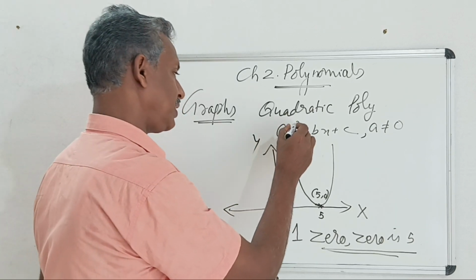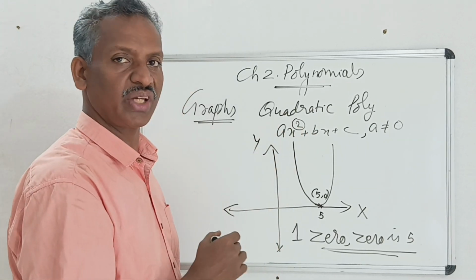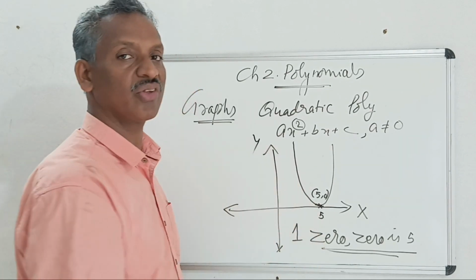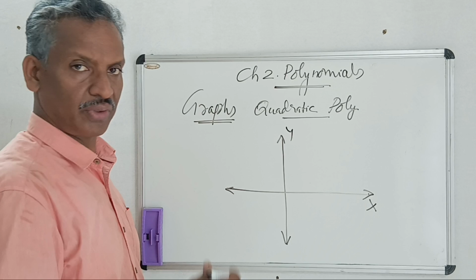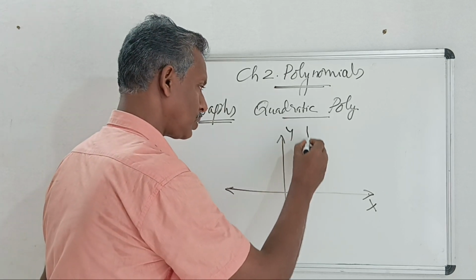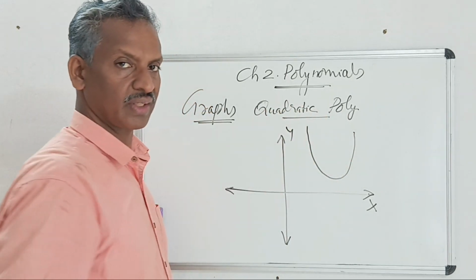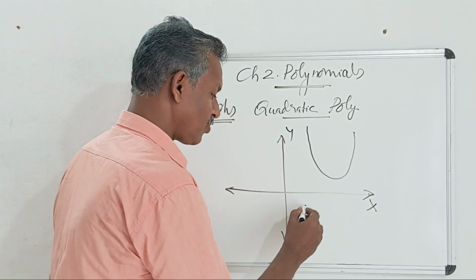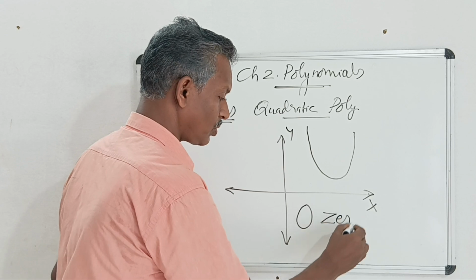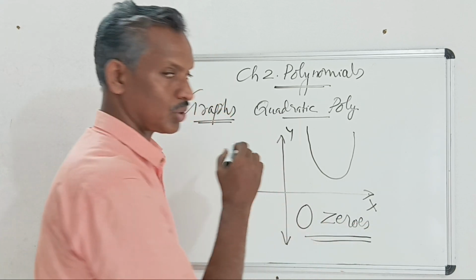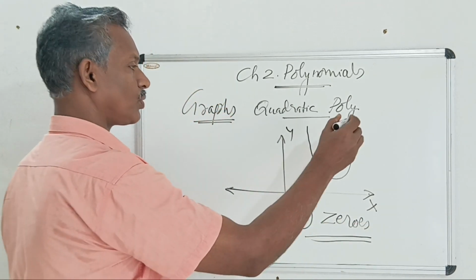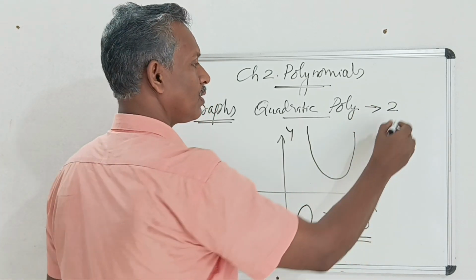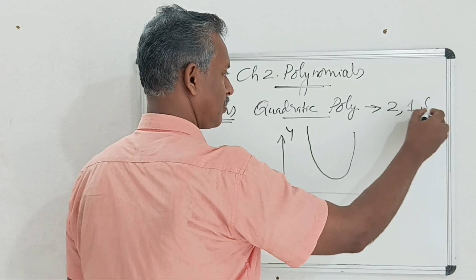Even if quadratic, its degree is 2, we cannot say all the time it will have 2 zeros. Sometimes it will have 1 zero only. Sometimes the parabola is like this. It is not at all touching the x-axis. So we say it has no zeros, or 0 zeros. So if it is a quadratic polynomial, maximum it will have 2 zeros. Sometimes 1 zero, sometimes 0 zeros.